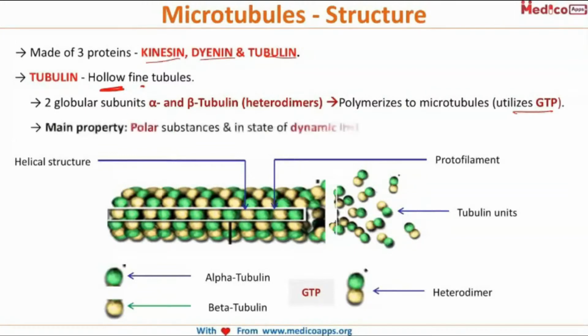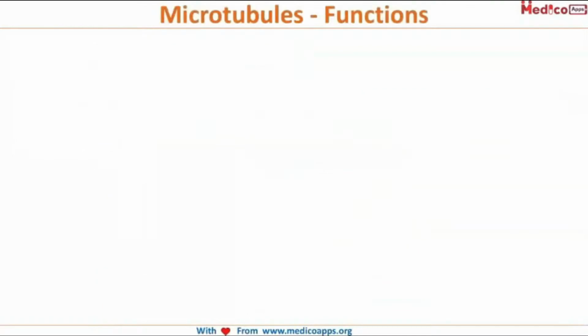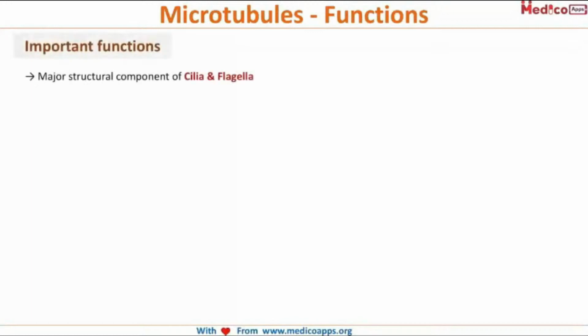Now the main property of microtubules is that they are polar and usually in a state of dynamic instability. What you have to remember for the exam is the functions. You'll have to memorize all of them, and we'll try to remember them easily. The first and most important function is that they form the structural component of cilia and flagella that are present in various cells of the body.